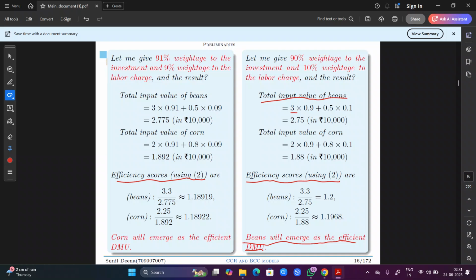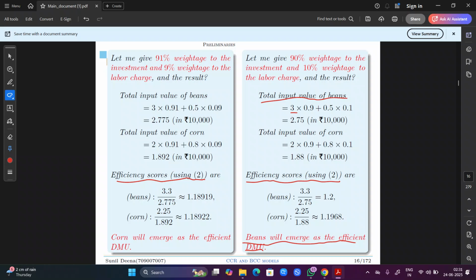I am giving 91 percent weightage to the investment and 9 percent weightage to the labor, and I am getting corn as the efficient one. If I give 90 percent weightage to the investment and 10 percent weightage to the labor, I am getting beans as the efficient one. So again a problem is arising. If I give equal importance, then also there is a problem. If I give different weights, how much different weight am I giving? If I give 93, and some different weight to labor, then also it is a problem. Because if a person gives the weights, how can we believe that the person is giving the right weightage?